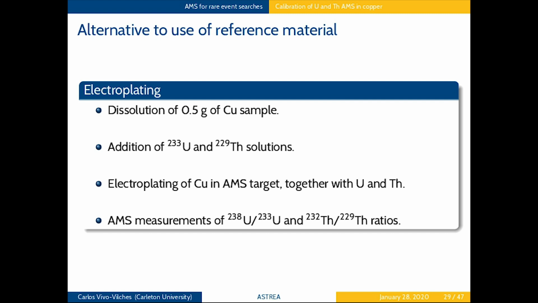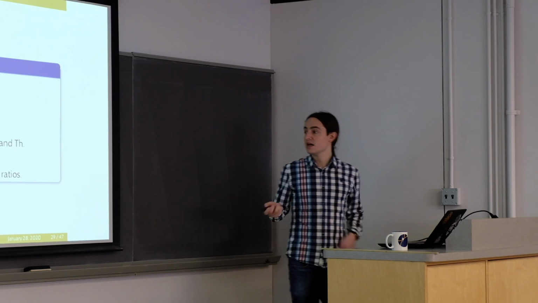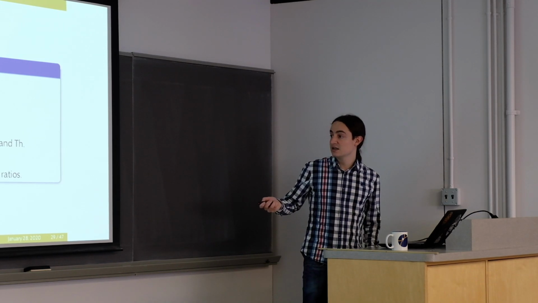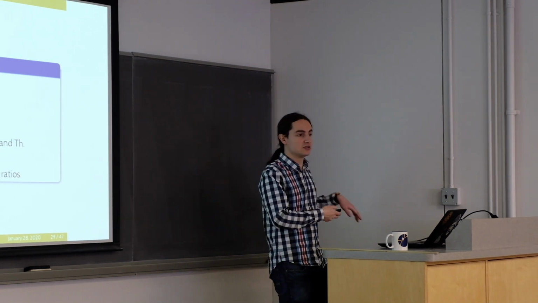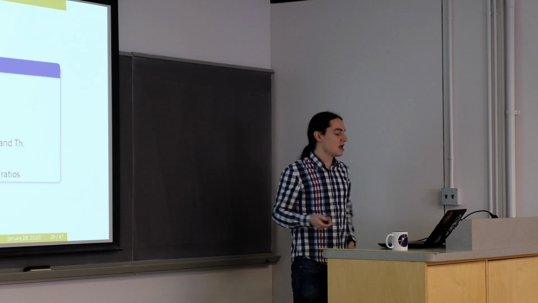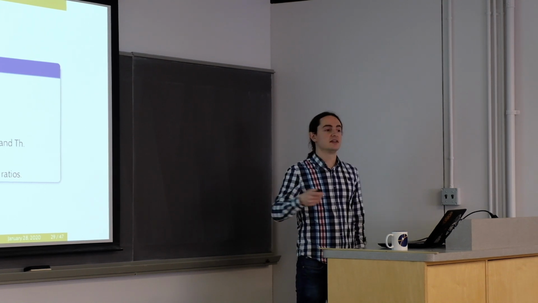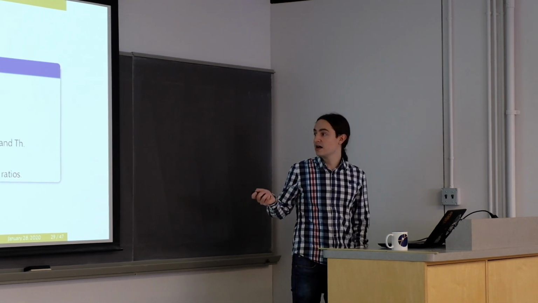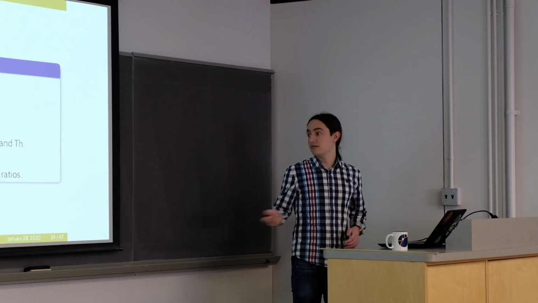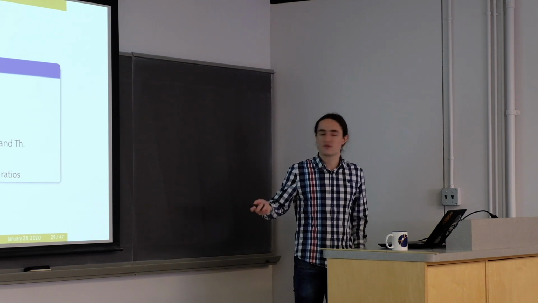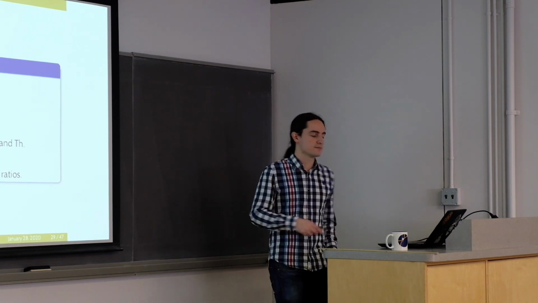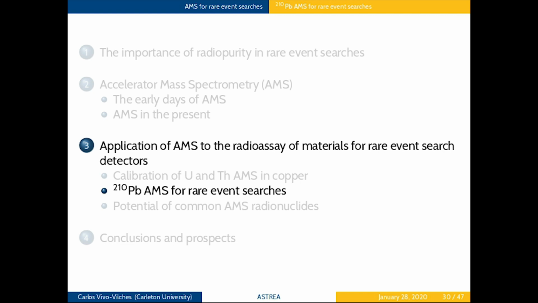in an AMS target. With this, the advantage is that we would be measuring isotopic ratios that can be totally directly related to the initial concentration. And we don't care anymore about the different efficiencies for copper and uranium and thorium, because any different efficiency for uranium-238 is going to be the same efficiency for uranium-233 and the same for thorium isotopes. So for lead-210, they had already worked a little in the AMS group at U Ottawa.